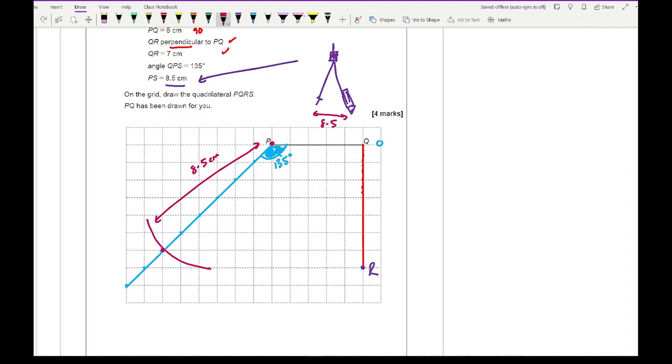Now from that, you then need to draw another line. Let's do that in green. From that intersection point, connect it to R, like so. And there you go. Now, could you get away with just measuring 8.5 centimeters along that blue line? Maybe, but more accurately, it should be with a compass, and then joining the point up. So it does kind of look like a right angle trapezium, but actually it's not. So just be wary of that.